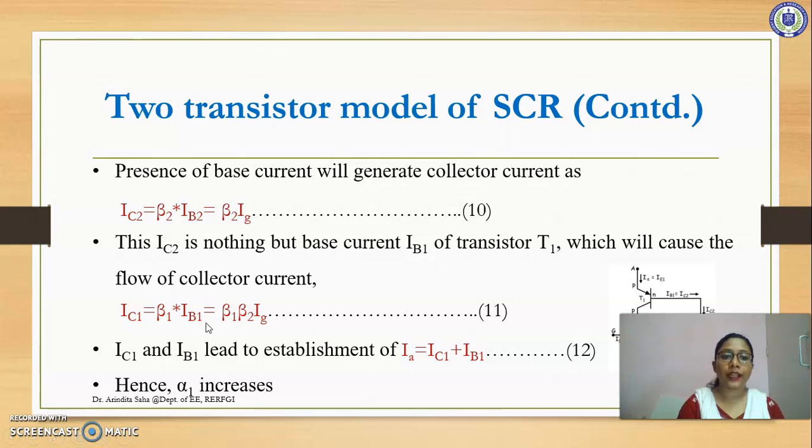We can then write beta 1 into beta 2 into IG, as IB1 is equal to IC2, and from the previous equation we know IC2 is equal to beta 2 into IG. So if we put the value of IC2 in this equation, we will get IC1 equal to beta 1 beta 2 into IG. IC1 and IB1 together lead to the establishment of IA, and again IA is equal to IC1 plus IB1. In this way, alpha 1 increases.